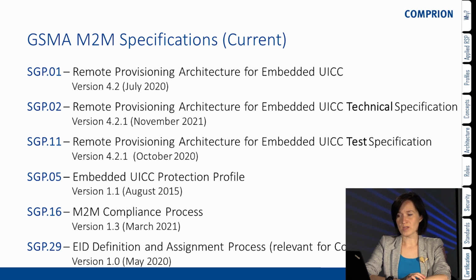SGP05 is the Embedded UICC Protection Profile. This is a specification required for the security testing. And then finally we have the SGP16 defining the M2M compliance process. In this specification, you will see which version of the specification is relevant for the certification of your product, which version is active or deprecated, and what is required to receive the compliance from GSMA, to get the stamp that your product is compliant according to the GSMA specifications.